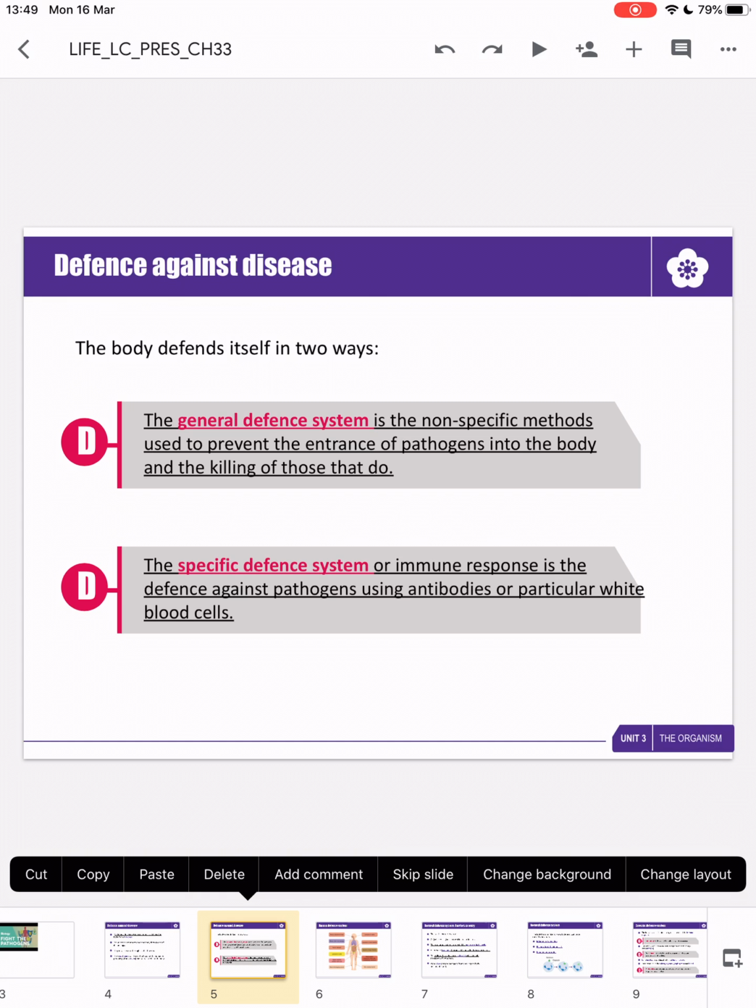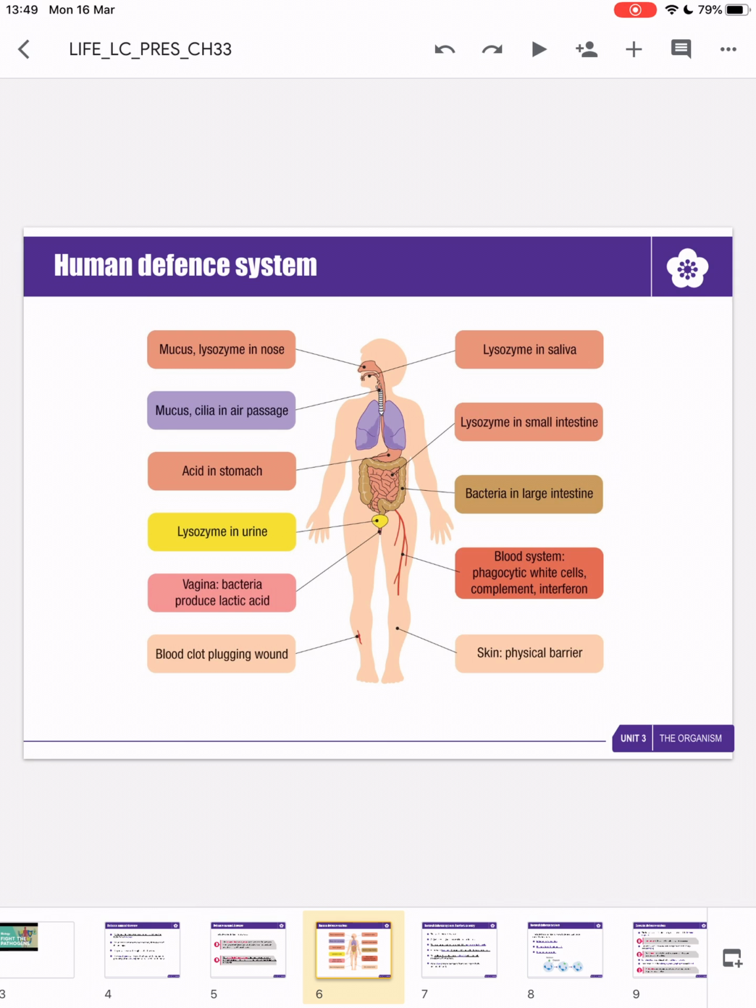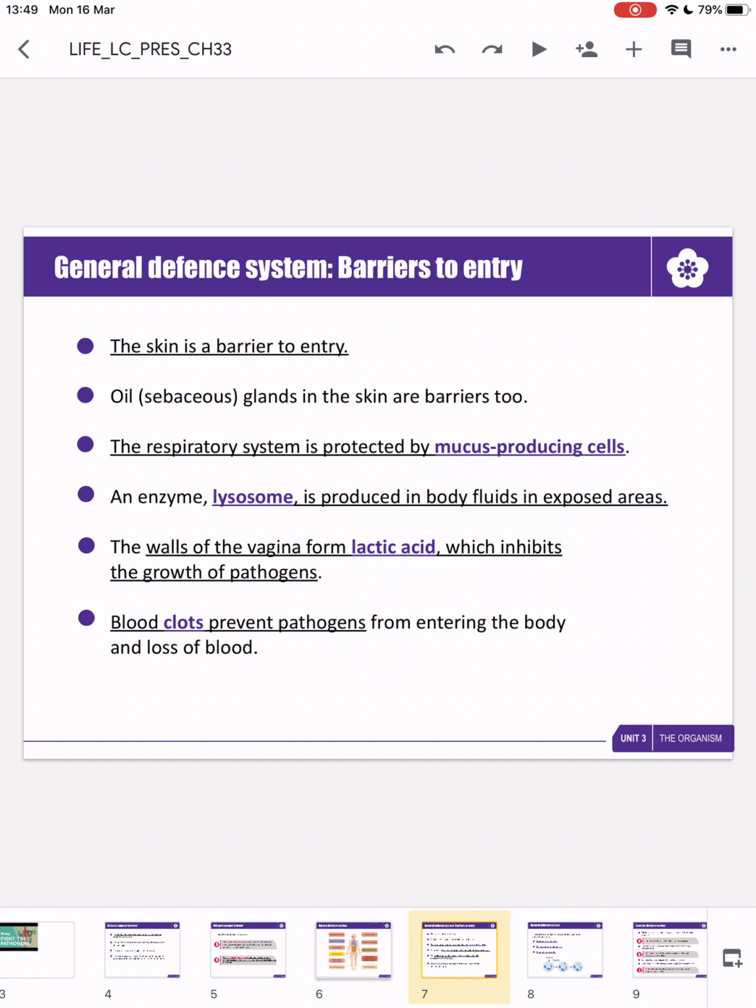Okay, so you have some general definitions here. Those things are underlined, they're important for you to take. Now here is an overview of all of the defense systems that are present in the human body. It's just a diagrammatic version of it. Here are the notes on your general defense system, your barriers to entry.